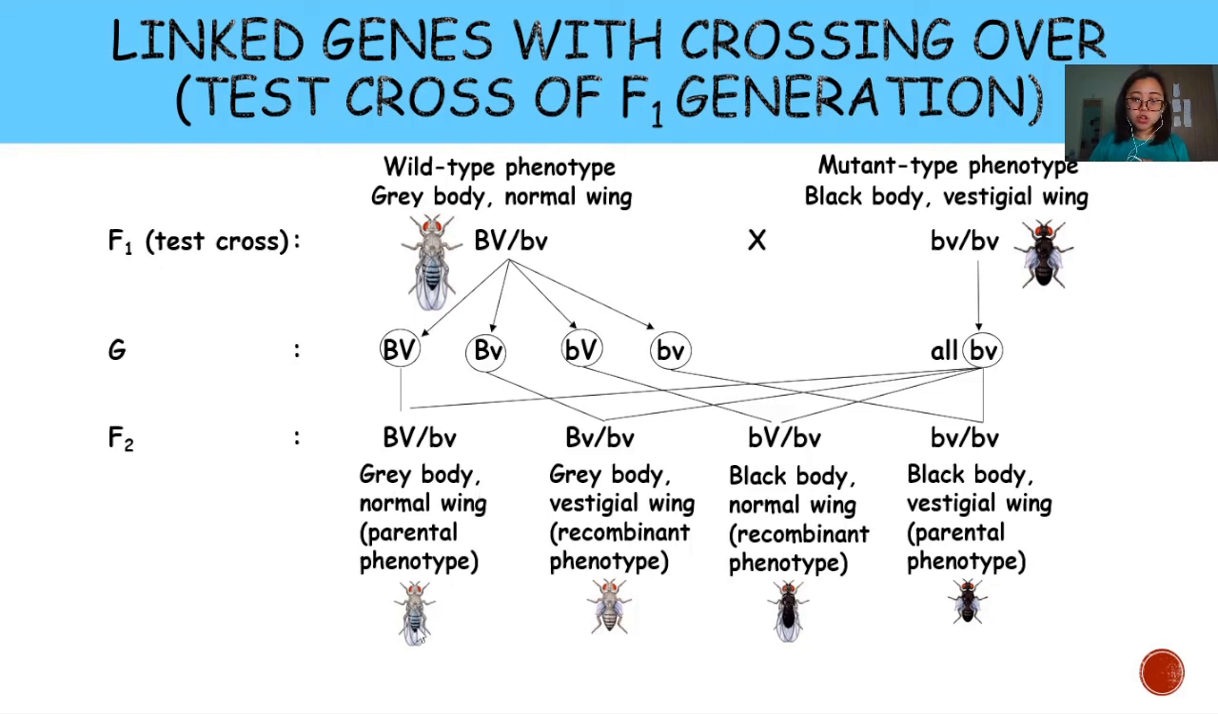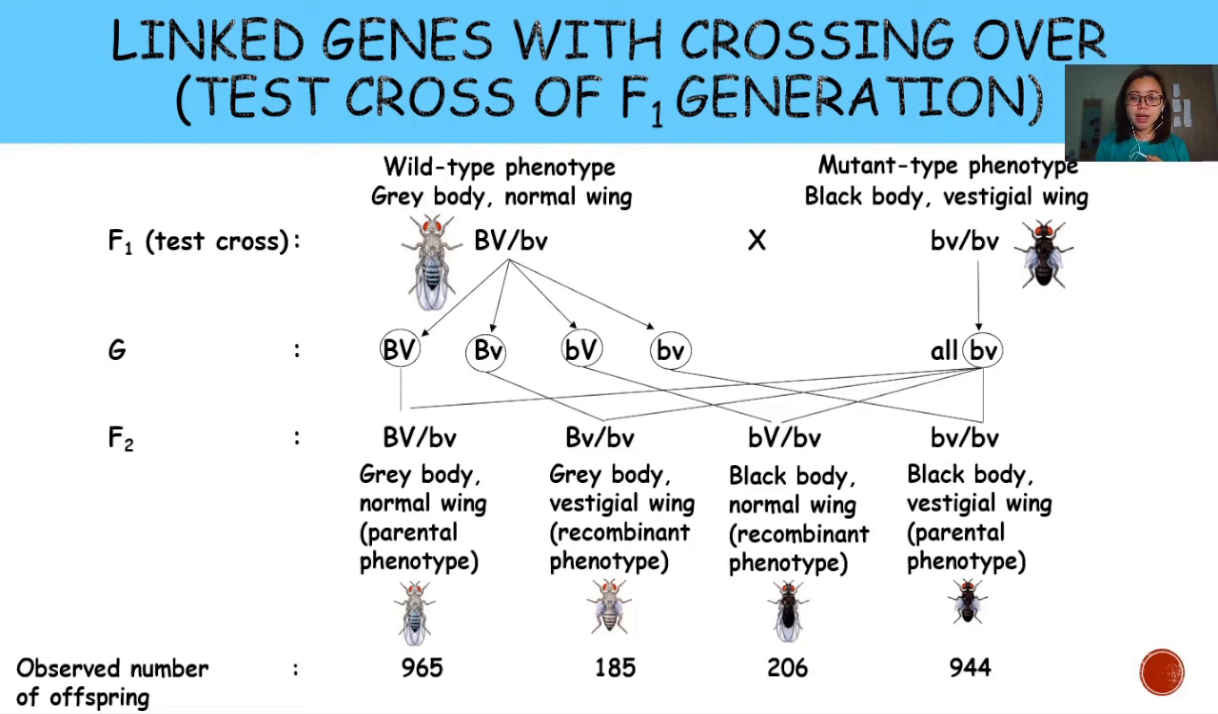Gray body normal wing and black body vestigial wing are the parental phenotype. Parental phenotype sebab dia ikut mama bapa dia. Mama bapa dia adalah gray body normal wing, black body, vestigial wing. Ada yang macam campuran antara mama dengan bapa, iaitu yang gray body, vestigial wing, black body, normal wing. Kamu akan nampak perbezaan dari segi bilangan mereka. Yang ikut mama dan ikut bapa, bilangan dia jauh lebih banyak.